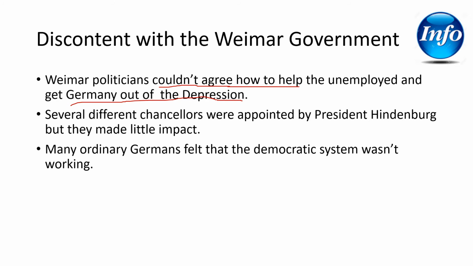So like we said, the Kaiser had been replaced by someone who was elected every 7 years as a president. If we think back to our constitution that we have in our book, but they made very little difference. So what people are seeing, the average everyday person in Germany is seeing, there's little that's actually coming from the government. It's not doing much. Many ordinary Germans felt that the democratic system wasn't working. So the democratic system is democracy, voting. So people didn't think voting for your leaders was working.